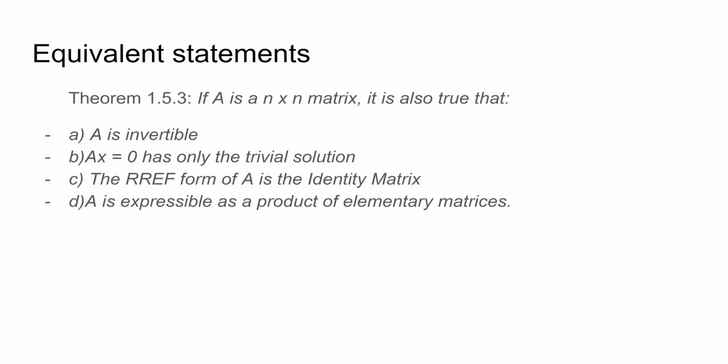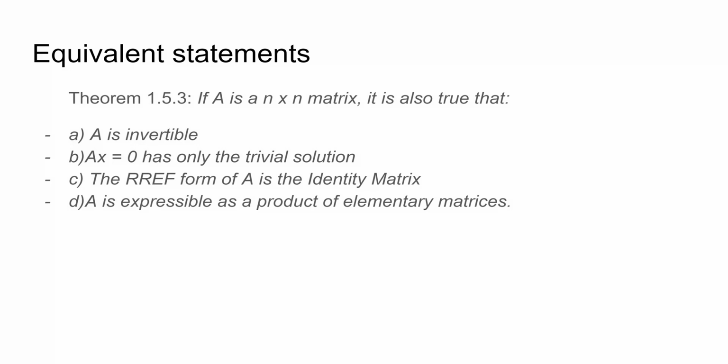Okay, so here are some more equivalent statements to back up what I just said. First of all, theorem 1.5.3. If A is an n by n matrix, then the following are equivalent: A is invertible; AX equals zero has only the trivial solution; the RREF form of A is the identity matrix; and A is expressible as a product of elementary matrices.